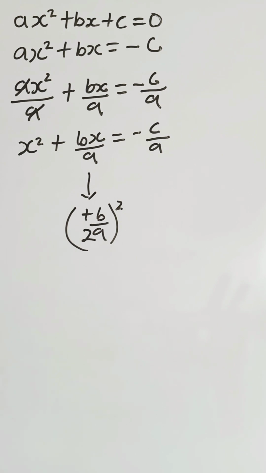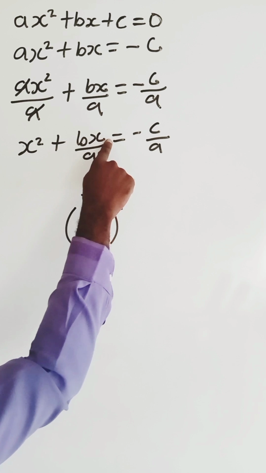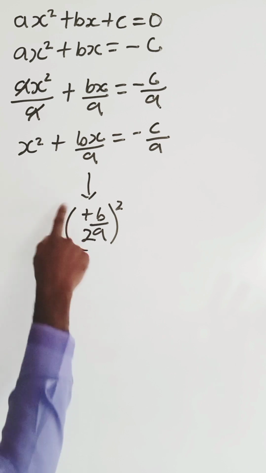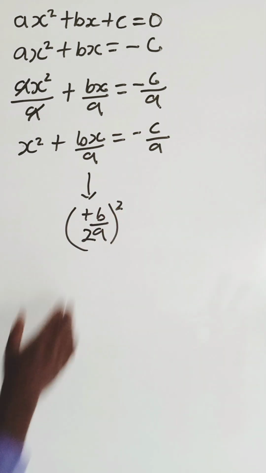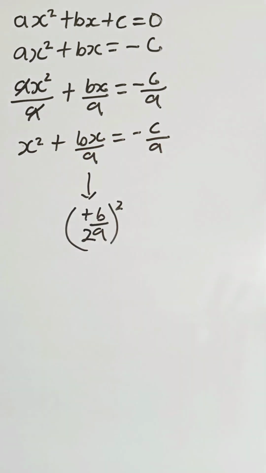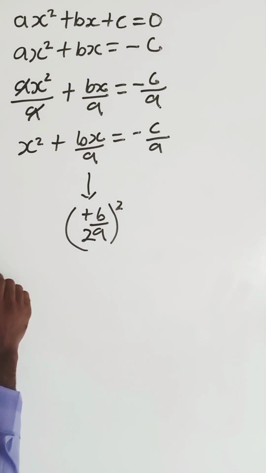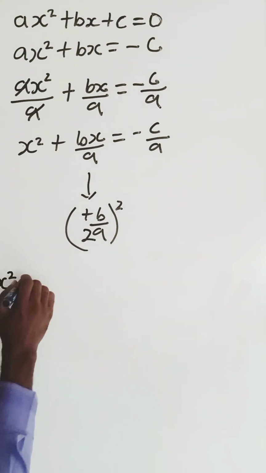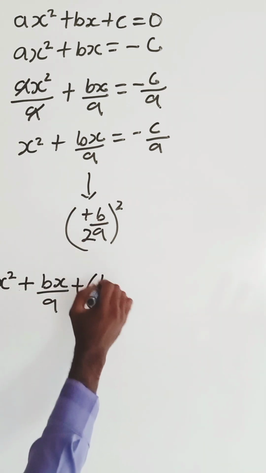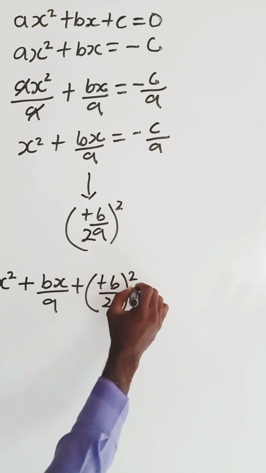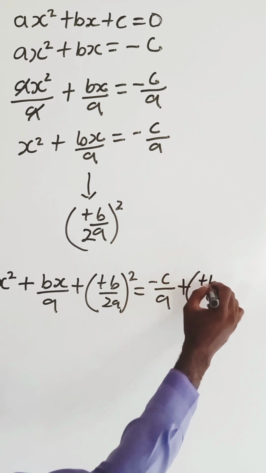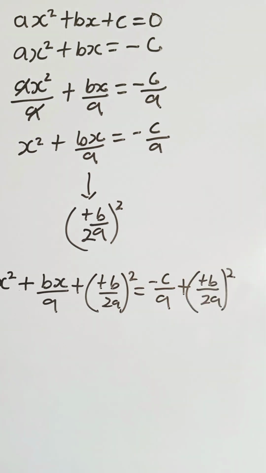I will explain it again. The coefficient of x here is plus b all over a. Then you have it, these two come here. Then you square it. Now, this particular expression we add to both sides of the equation. So definitely the equation now becomes x squared plus bx all over a plus open bracket plus b all over 2a all squared equals minus c all over a plus open bracket plus b all over 2a all squared.